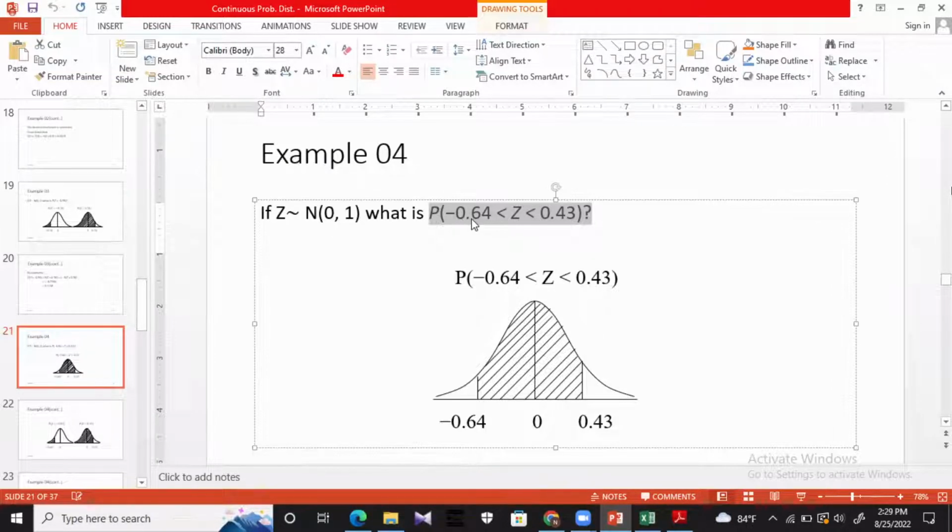Now, minus 0.64 should be somewhere here on the left hand side, right? Plus 0.43 is somewhere here. Why? It's a positive value. No, it should be on the right hand side, right of the value 0. Minus 0.64 is left of the 0. Okay. Right. So you need to find these two regions.